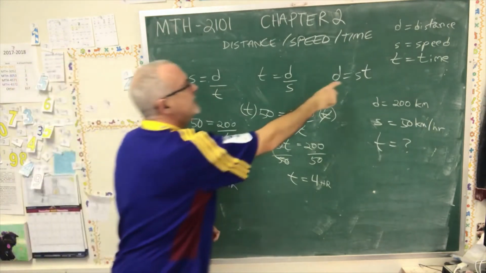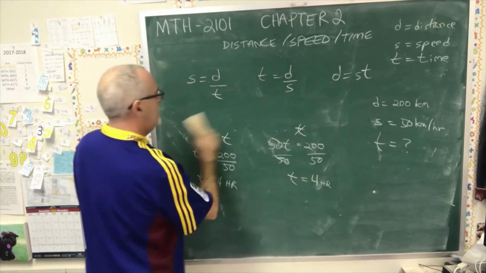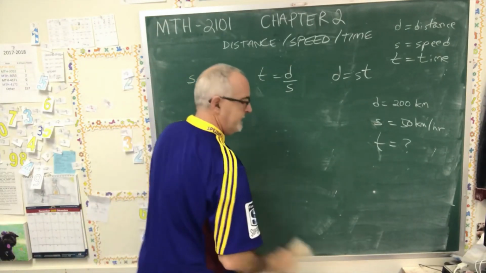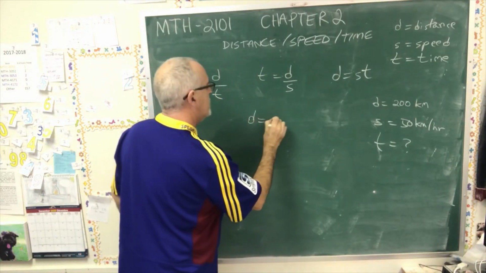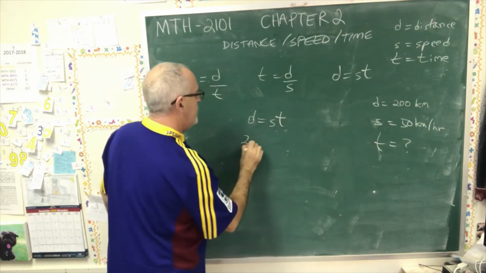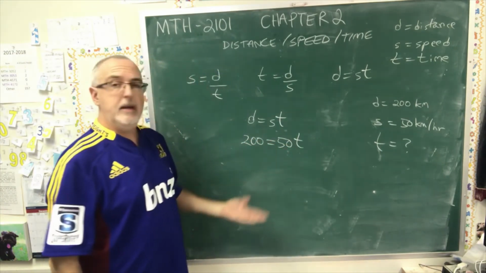Let's try doing this version of the formula with the same question. I'll erase these. Haven't used this one much. So I'll write it here. D equals ST. D is 200. S is 50. Oh, I have 200 equals 50t.